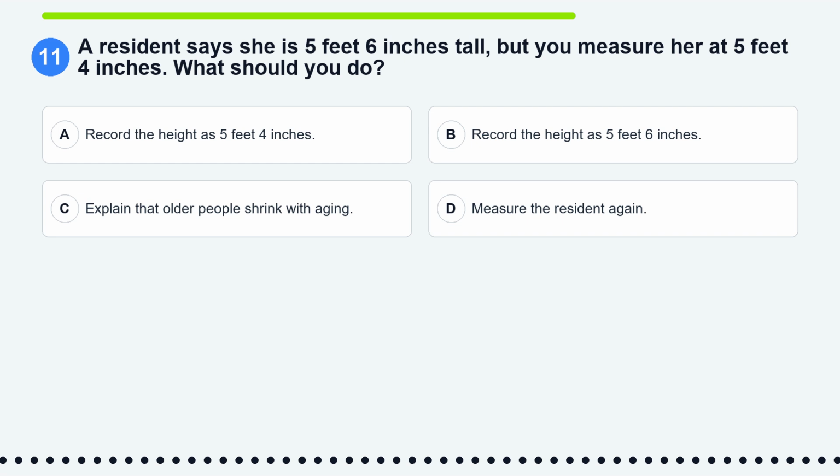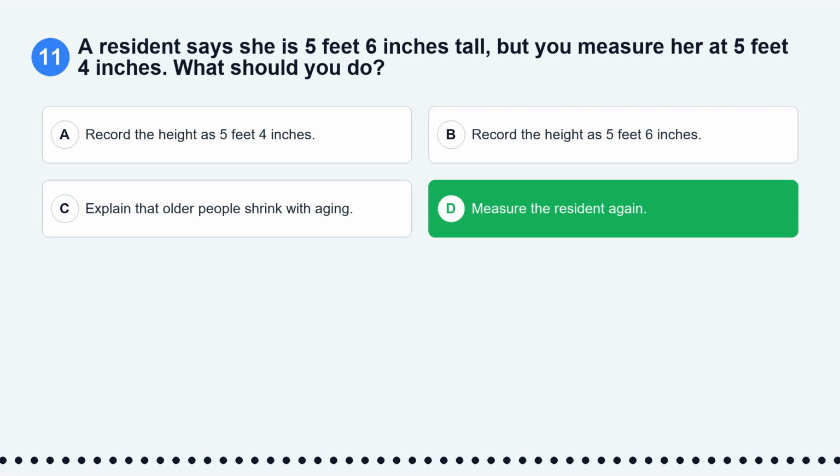4 inches. What should you do? Option A, record the height as 5 feet 4 inches. Option B, record the height as 5 feet 6 inches. Option C, explain that older people shrink with aging. Option D, measure the resident again.